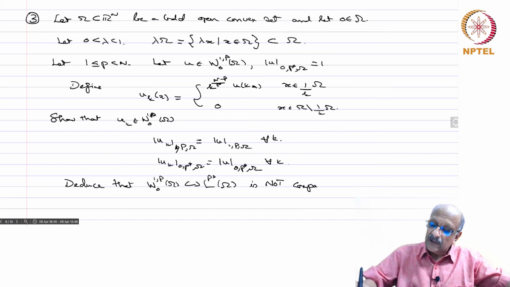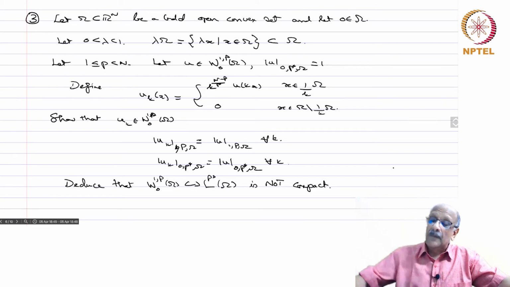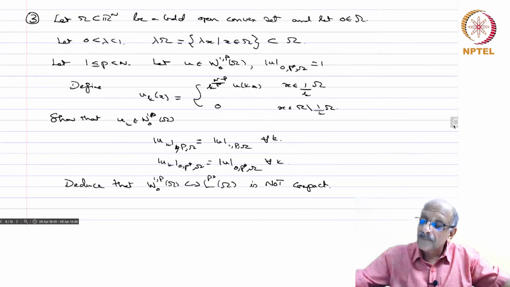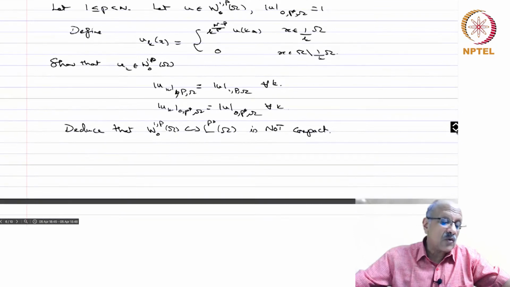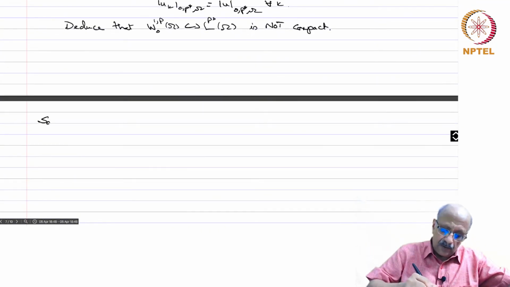So here we have an explicit example of a domain which is a convex open set containing the origin, where W^{1,p}_0 of omega, and hence W^{1,p} of omega, in L^{p*} is not compact. We saw in the Rellich-Kondrachov theorem that L^{p*} was excluded. Okay, so solution.